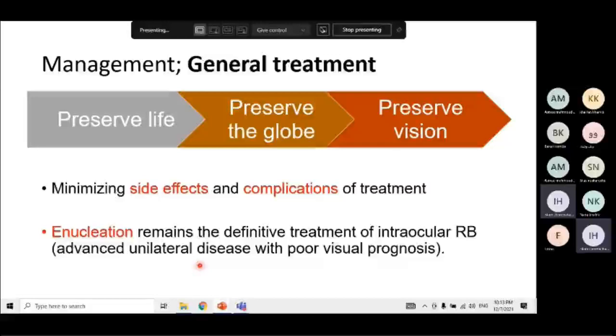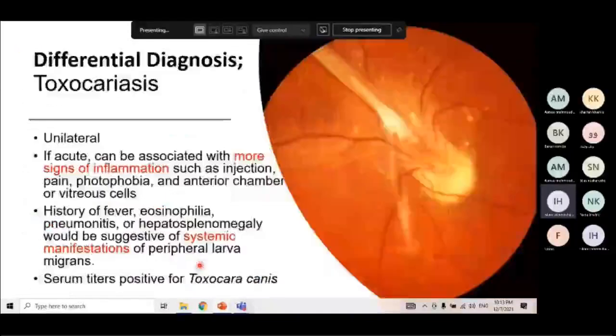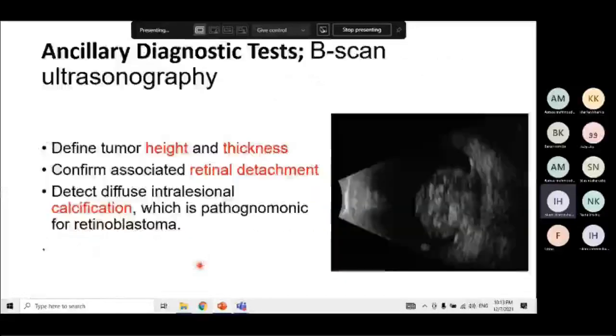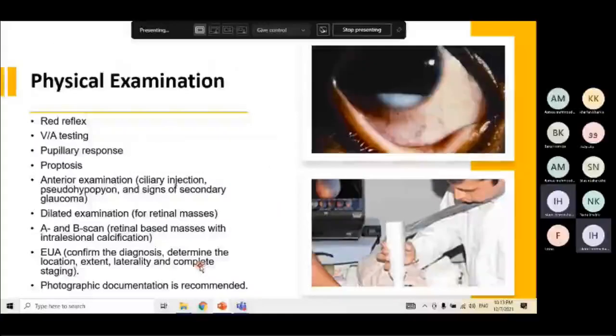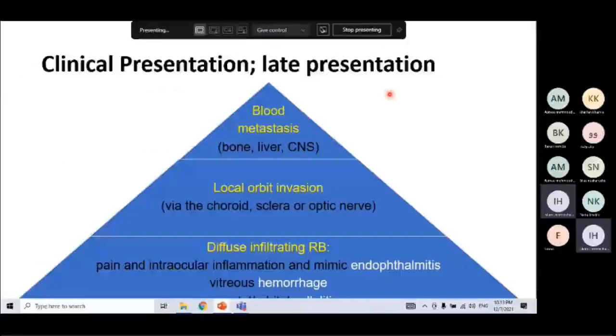So if you have a case like that, a massive tumor invading almost to the back of the lens, the globe is non-salvageable, and it's unilateral. The other eye is completely normal. So it may be wise to enucleate that eye to preserve the life of the patient and preserve the vision in the other eye. Okay.